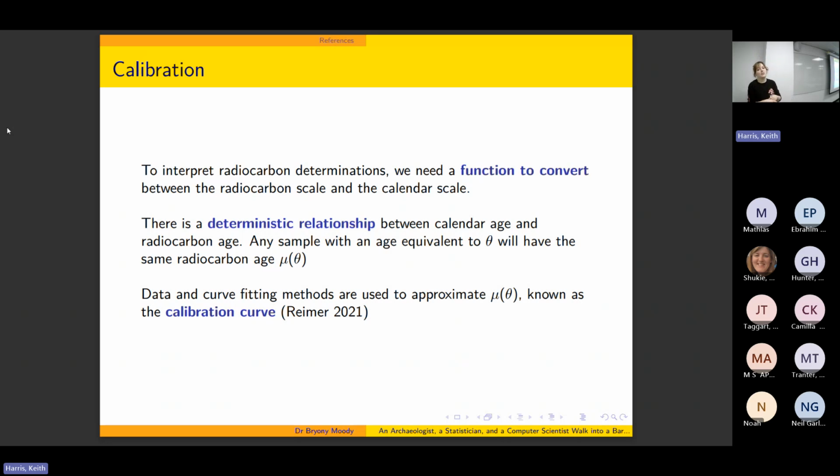So what we do instead, and I say we, not myself, there's an international team that work on this, but they take data and use continually updating curve fitting methods to approximate this calibration curve. I'm going to talk a little bit about that now, but I won't focus on it too much, just because that's not the area of research that I focus on. But if anyone's interested, Paula Reimer and her team have lots of papers all about the calibration curve and how they model them.